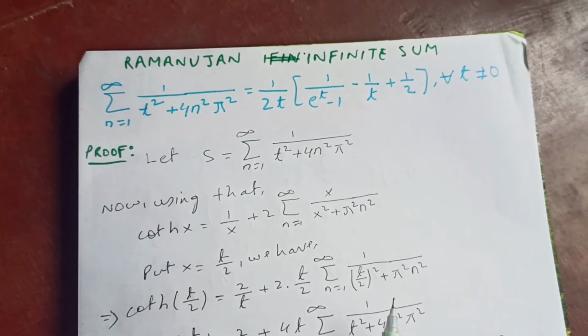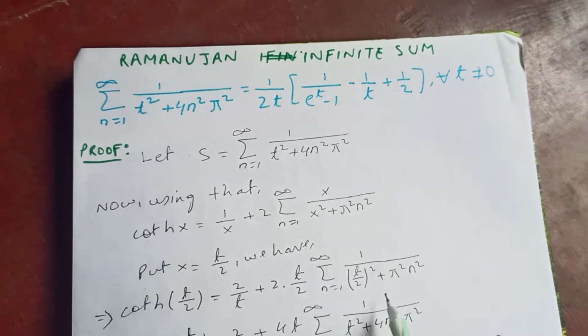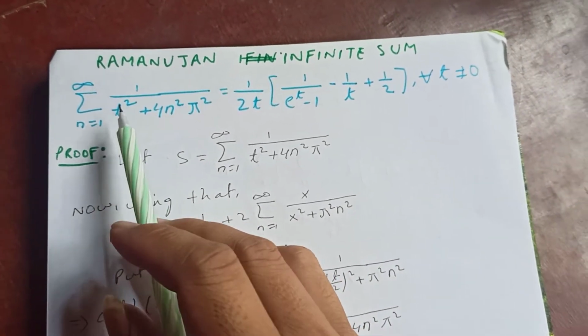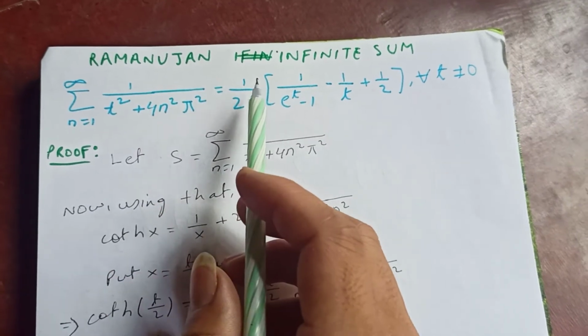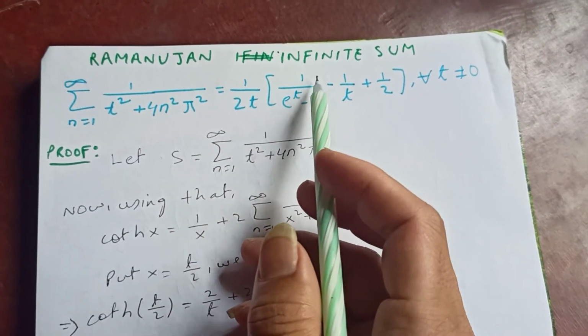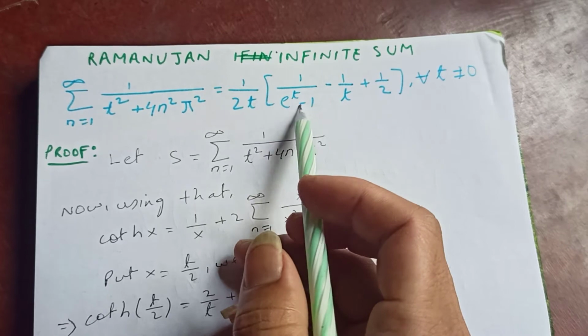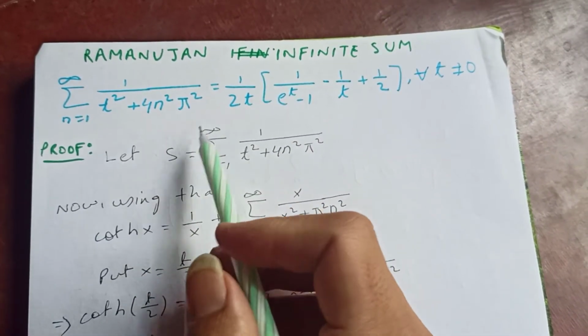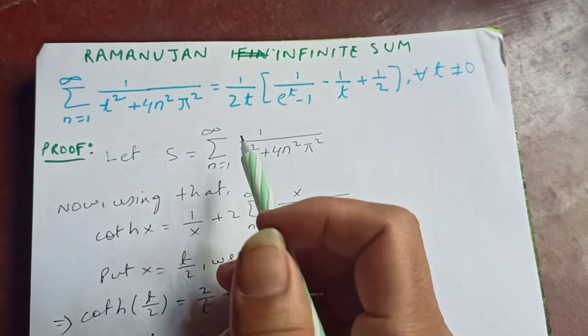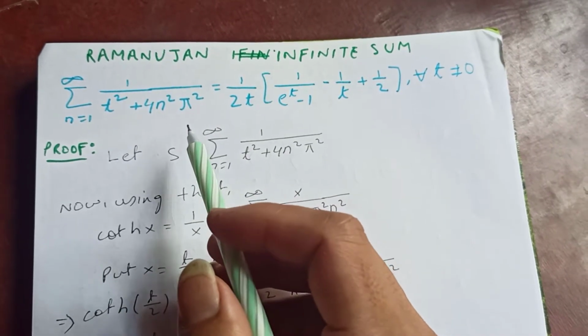Let's see another Ramanujan infinite sum. The sum from n equals 1 to infinity of 1 upon t squared plus 4n squared pi squared is nothing but 1 upon 2t times 1 upon e to the t minus 1, over t, plus 1 over 2. Actually, this is not a new infinite series or new infinite sum.